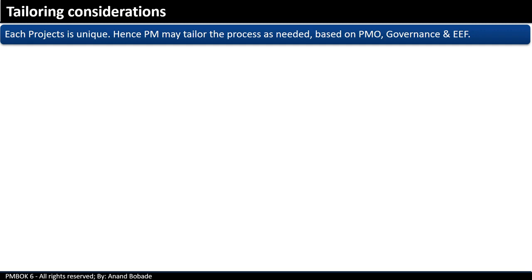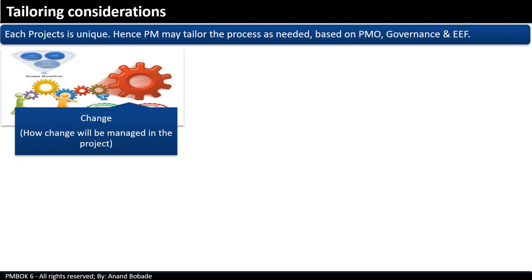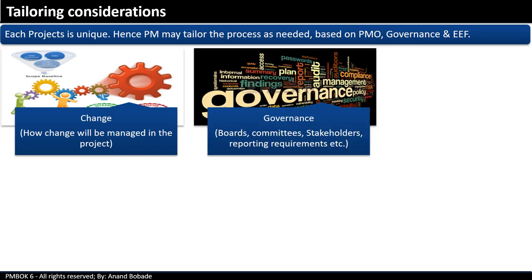Change. Can the project manager accept any change and implement it? How will change be managed in the project? Who will approve the change? So all these are a part of the change control process. Governance. Processes may be tailored based upon boards, steering committees, or stakeholder requirements. Different reporting or communication methods can also be agreed.